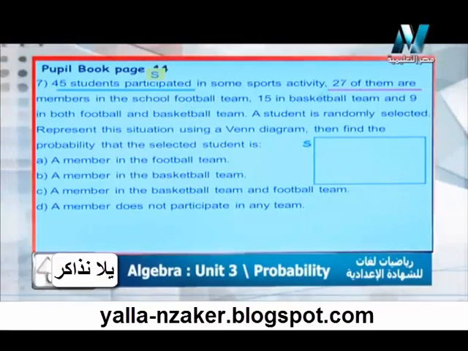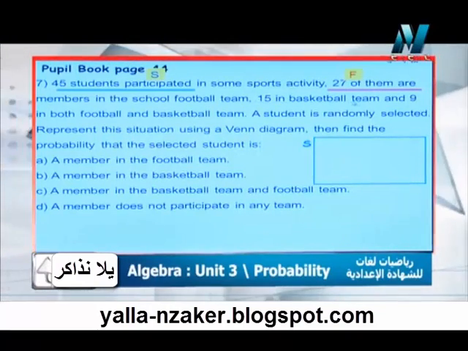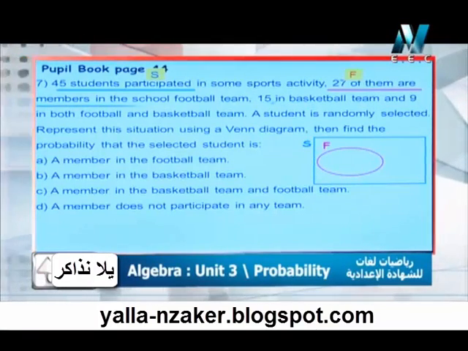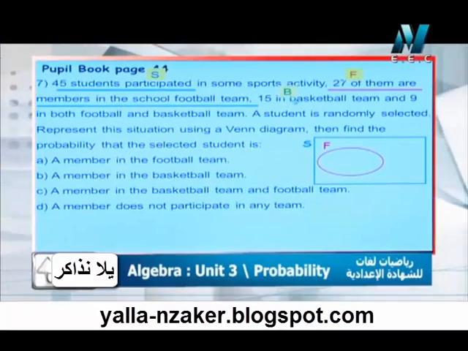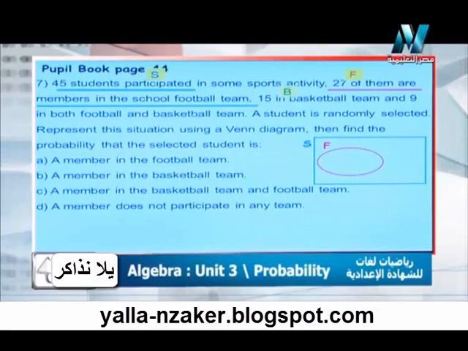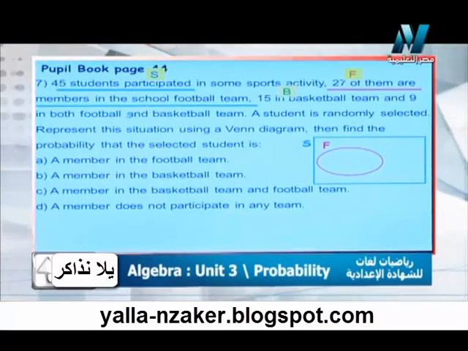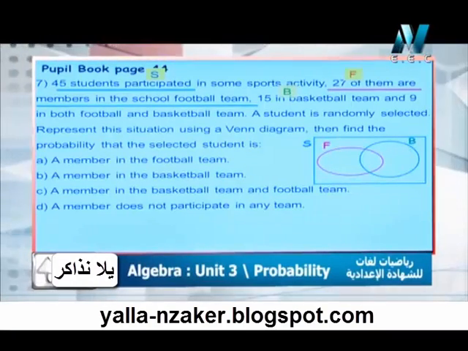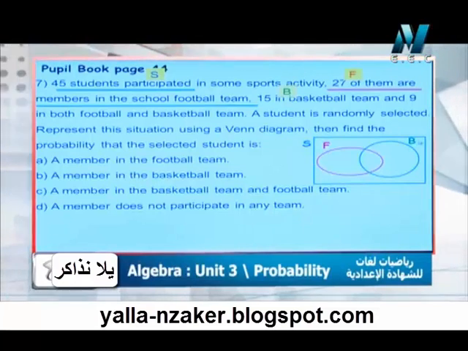I will call this event F. 15 in basketball team. The second event, the 15, I will call B, which is an abbreviation for basketball. And 9 in both football and basketball team. There is an intersection between F and B. F for football team and B for the basketball team.